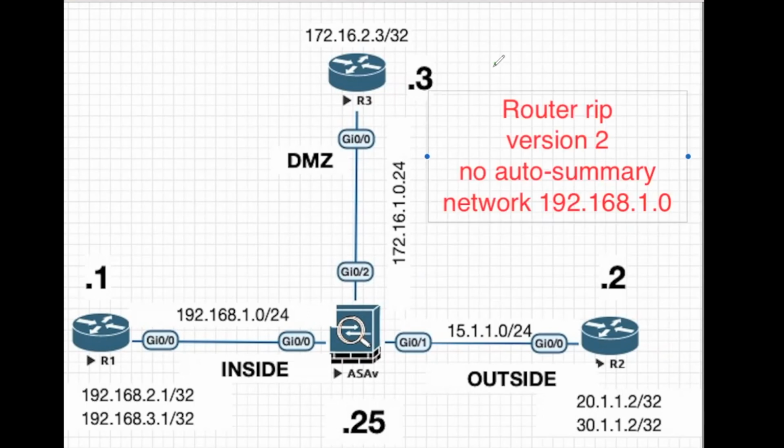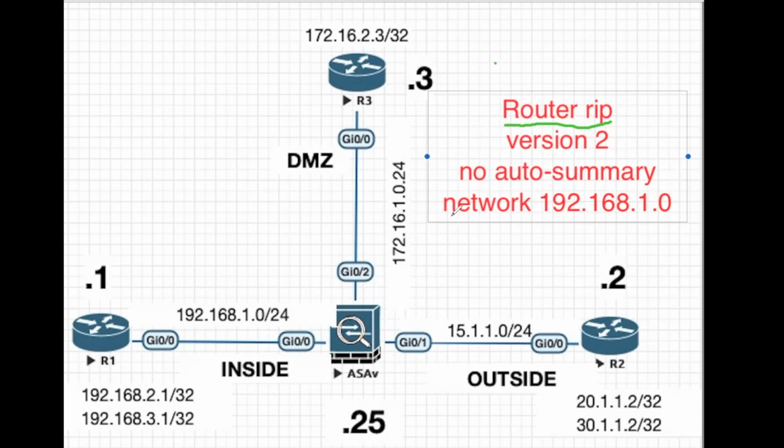In RIP, we have to use these 4 commands. The first one is to enable RIP, we have to use the router RIP command, and the next command is version, which version we are going to use, version 2. The third command is no auto-summary. Without this, RIP will summarize the subnets, so we have to use no auto-summary.